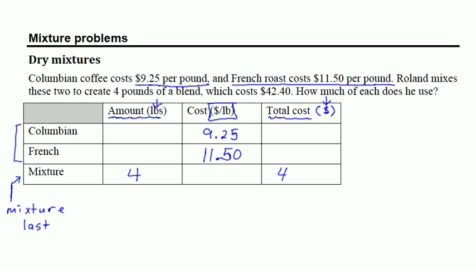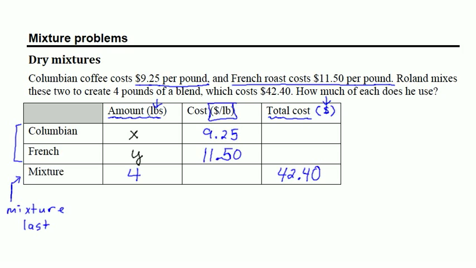We have to be a little bit careful about these numbers because the cost per pound often resembles the total cost in units. They can each be described in dollars, but this is clearly a total cost. This is not a cost per pound. For one thing, it would have to be in between $9.25 and $11.50 for this to be a cost per pound. And we're asked how much of each does he use. So we're asked for the amount of Colombian and the amount of French, which means it's reasonable to go ahead and put variables in these two spaces.